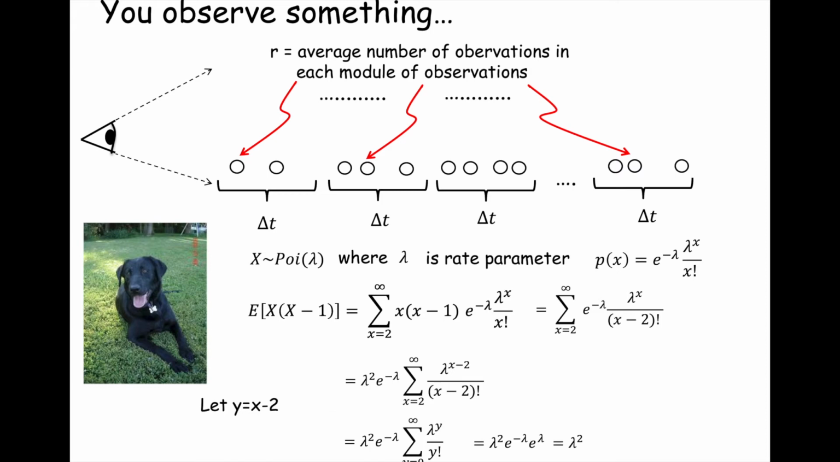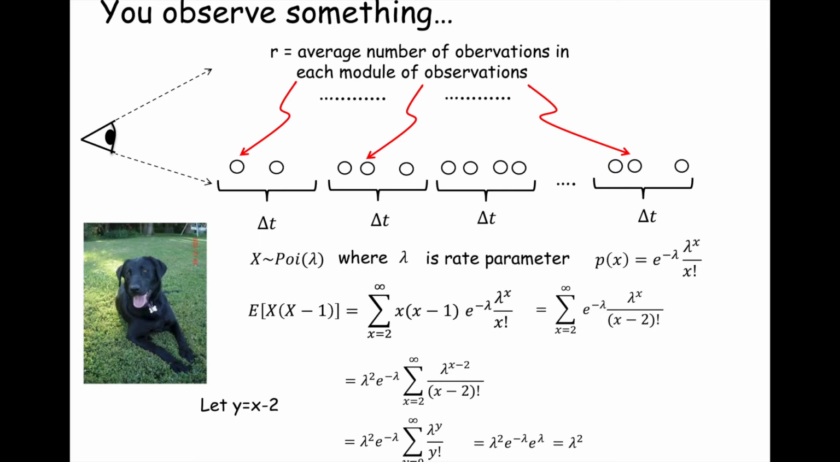So I replace this Maclaurin series with e to the lambda. There's this replacement, and I have lambda squared times e to the minus lambda times e to the lambda. And that's just lambda squared. E to the minus lambda times e to the lambda goes to 1. So I have an expression now, lambda squared, and that's an expression for the expectation of x times quantity x minus 1. So I'm going to use that result.